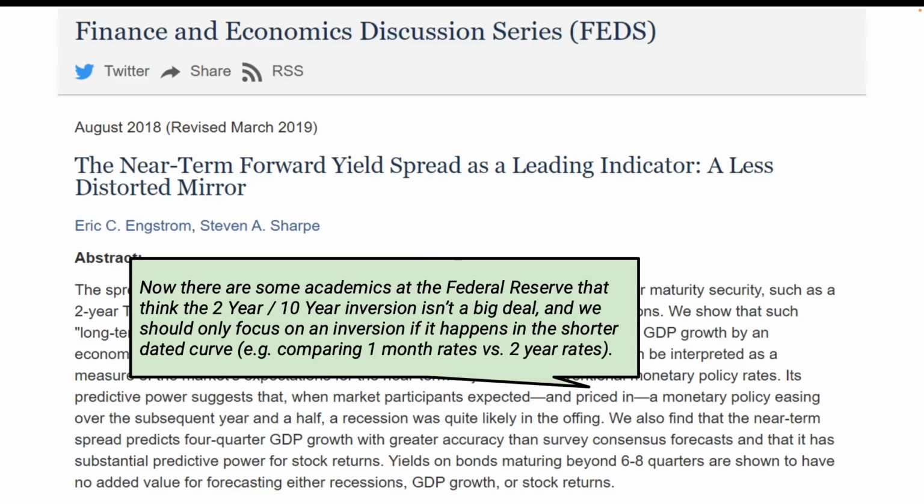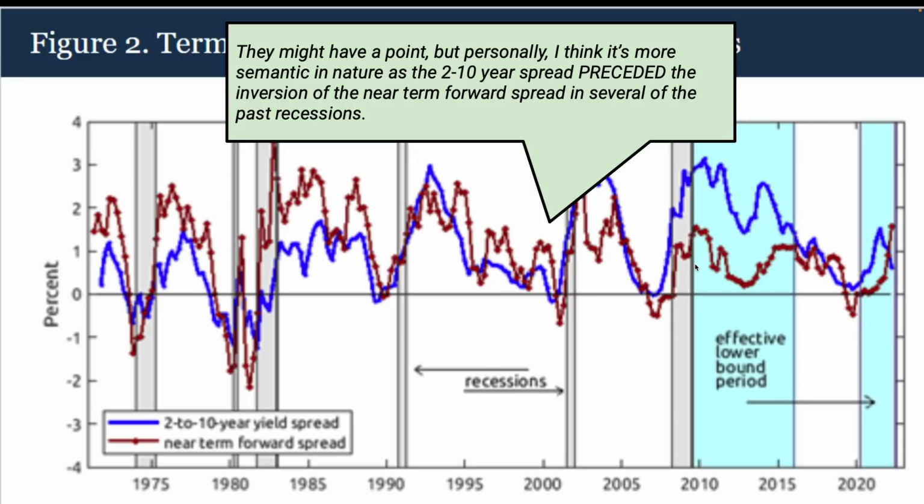And so, first of all, as I already alluded to, there are some academics at the Federal Reserve that think the 2-year, 10-year inversion, where you're getting a higher yield on the 2-year versus the 10-year, is not a big deal, and that we should only focus on an inversion if it happens in the shorter dated curve, comparing, let's say, a 1-month rate versus a 2-year rate. If all of a sudden you're getting much higher rates on the 1 month versus the 2-year, then they'd say a recession would be imminent. They might have a point here about the inversion of the shorter, near-term forward spread. That's the red line here, being an even better indicator than the 2 and 10-year spread.